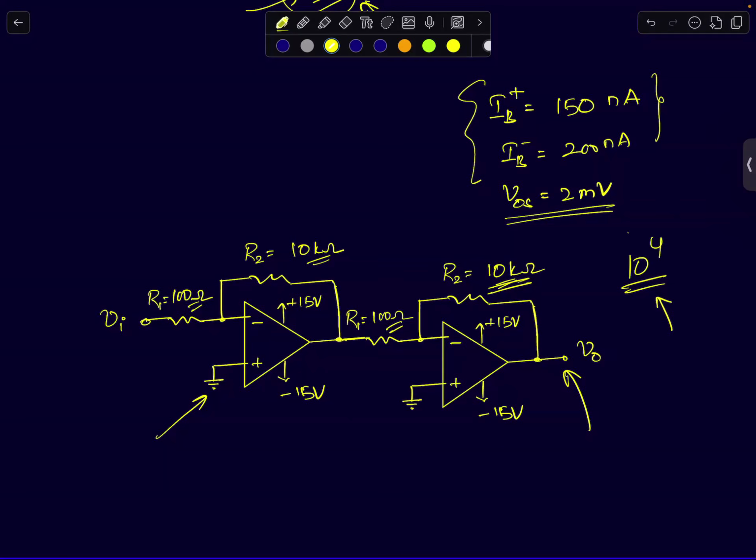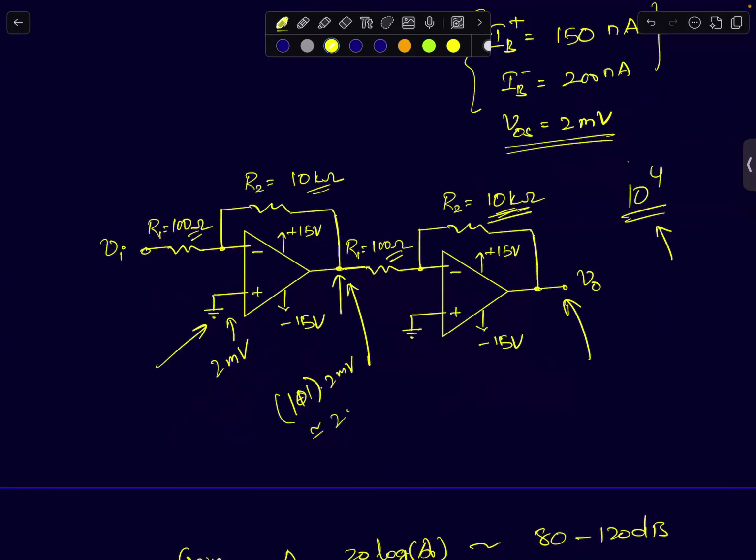If you assume offset of 2 millivolts at the first guy's input, what will be the factor here? By how much will it get amplified? 1 plus R2 by R1. So that will be 1 plus 10K by 100, which is 101 times. So 101 into 2 millivolts. That will be the factor that will appear here. So that's roughly 200 millivolts.